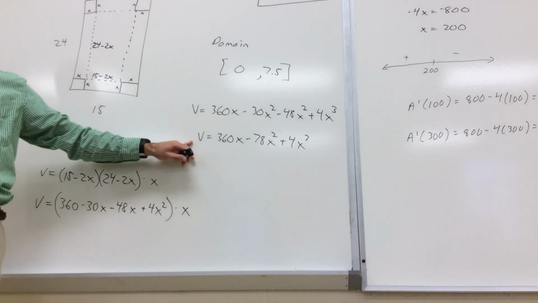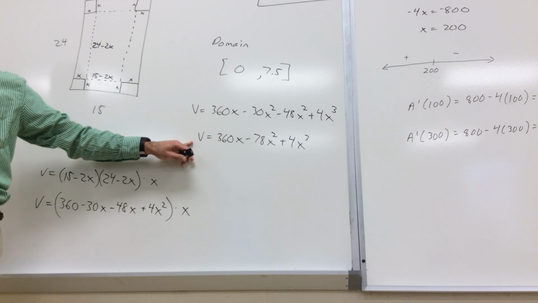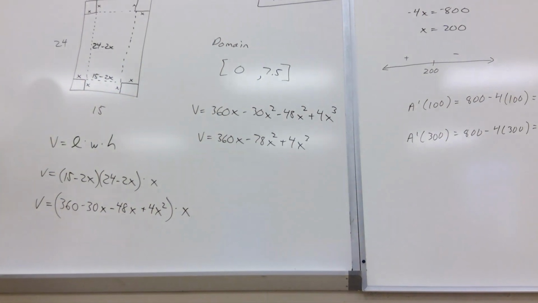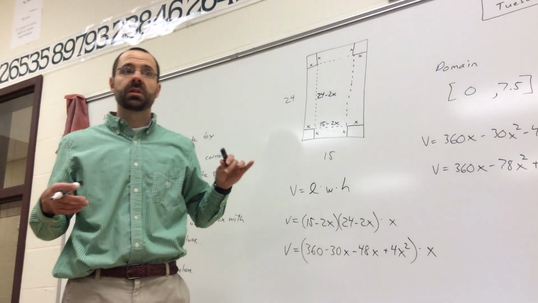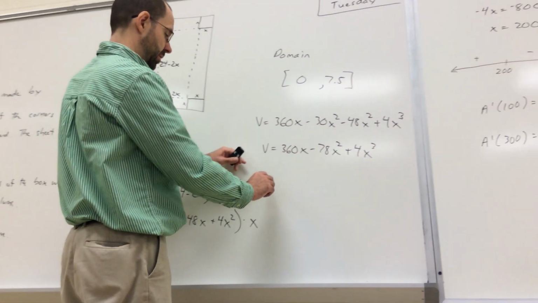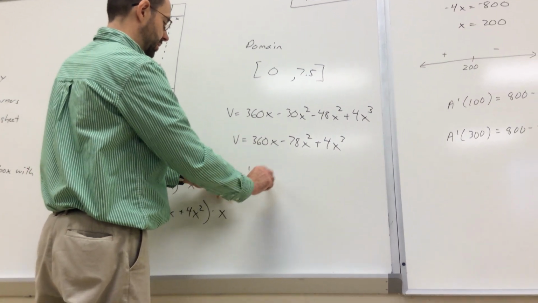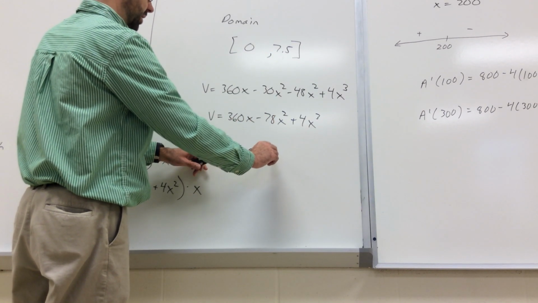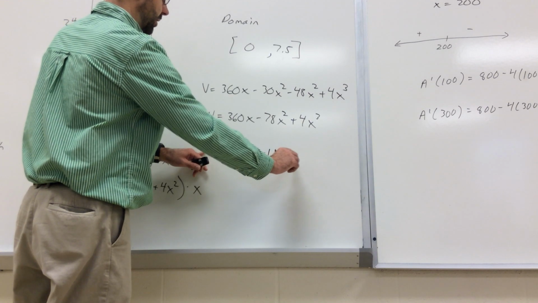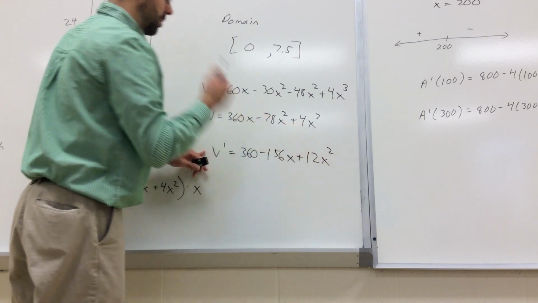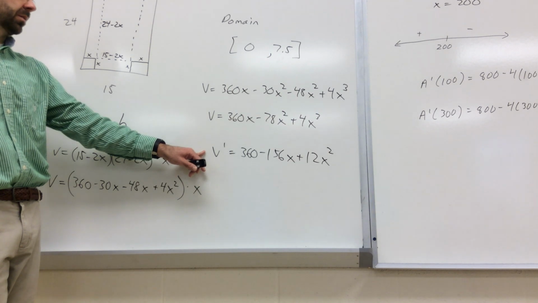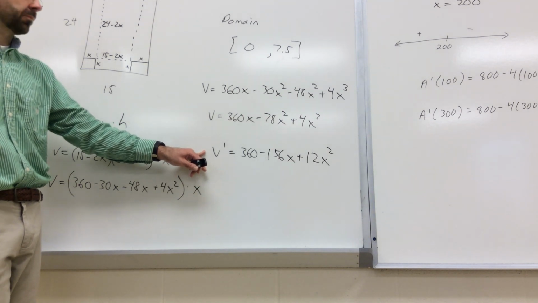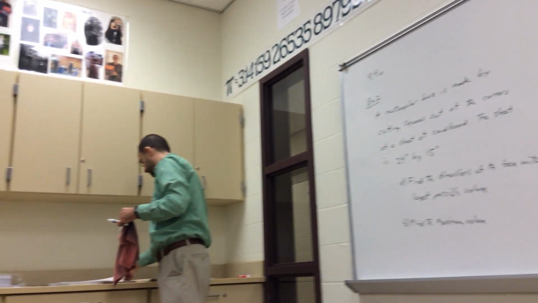So this is just the original volume formula, right? Rewritten in a different way. So if I'm going to find the absolute max, I need to take the derivative of this volume to find the critical values. So the derivative of the volume is 360 minus, let's see, 2 times 78 would be 156, I think. There's my derivative. Just checking on that since it's early in the morning here.